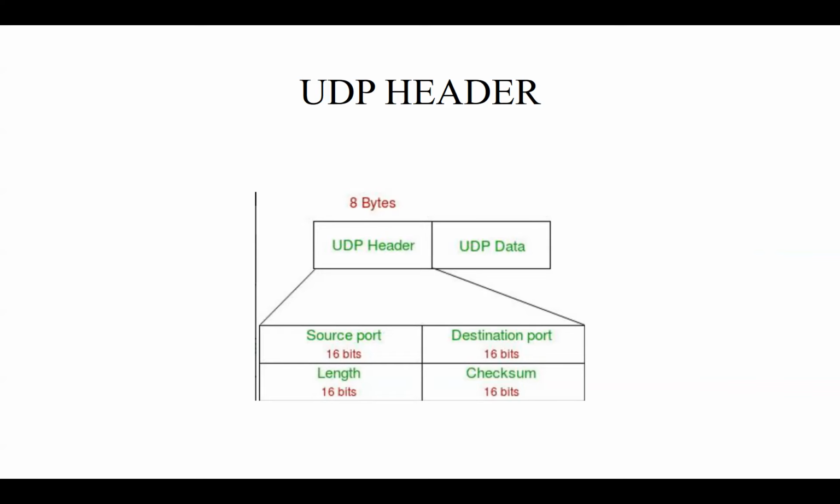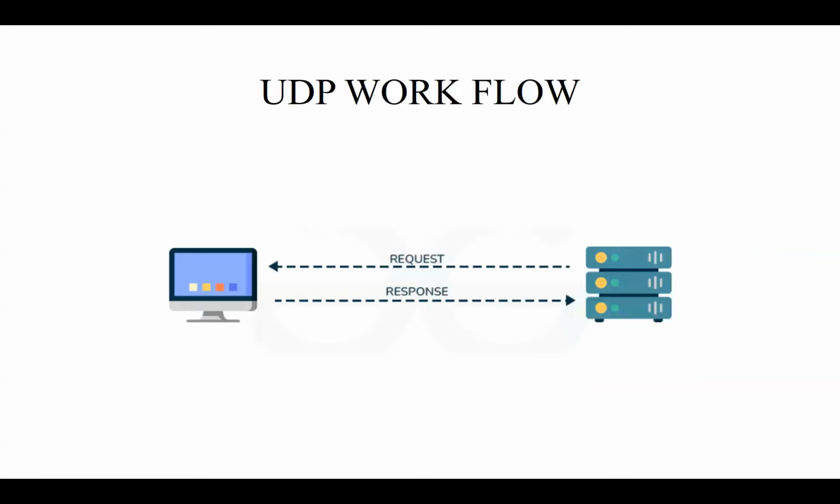By using these various fields, which are encapsulated in the respective IP datagram, we will send the datagrams from source to destinations. This diagram indicates the source and destinations. There are two processes performed, that means request and response. Based upon request and response, the sender and the receiver will transmit the data.